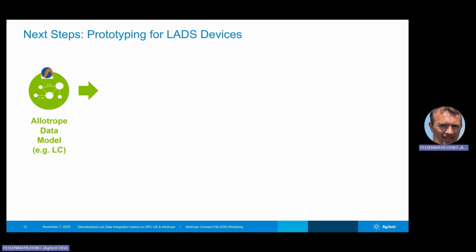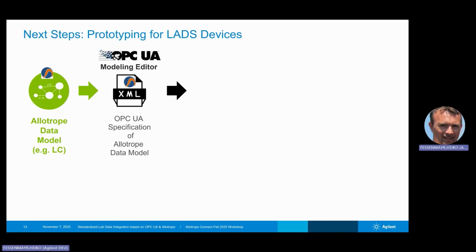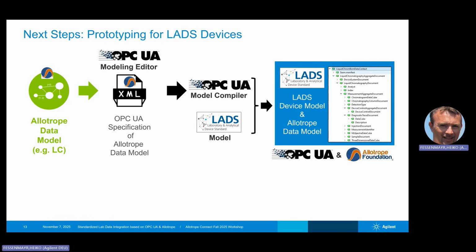So what are the next steps in this area? We have the Allotrope data model available. The next step is to turn this into an OPC UA specification that makes it possible to expose the Allotrope-inspired data model as part of the OPC UA information model. And with the OPC UA model compiler and the LETS model, you can expose this as part of a LETS OPC UA server.